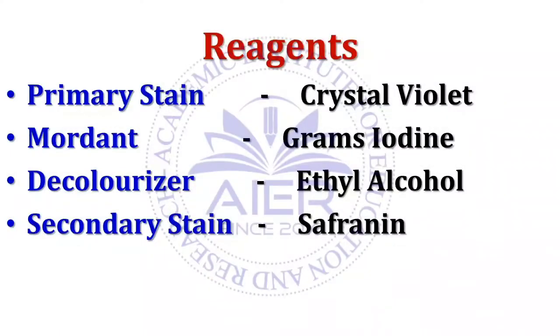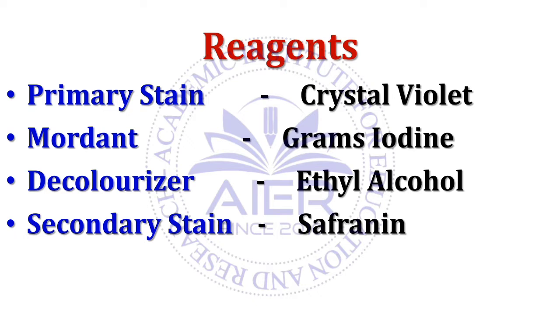Now, what are the different reagents that we want? These are the primary stain, that is crystal violet, and the mordant, that is Gram's iodine. Mordants are basic chemicals which help to fix the stain with the entities or molecules present within the bacteria. Next, there is the decolorizer. The decolorizer is ethyl alcohol. By means of the application of ethyl alcohol, we can remove the stain.